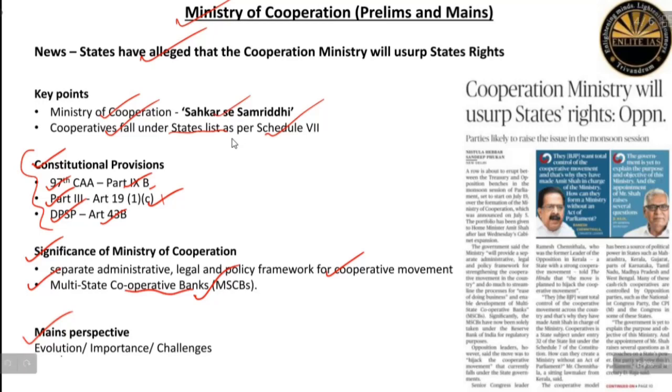From the mains perspective, you should know the evolution of cooperatives. You should know the importance of the sector. What are the challenges of ensuring cooperative promotion across the country? So these are the key things that you have to know in the context of the Ministry of Cooperation.